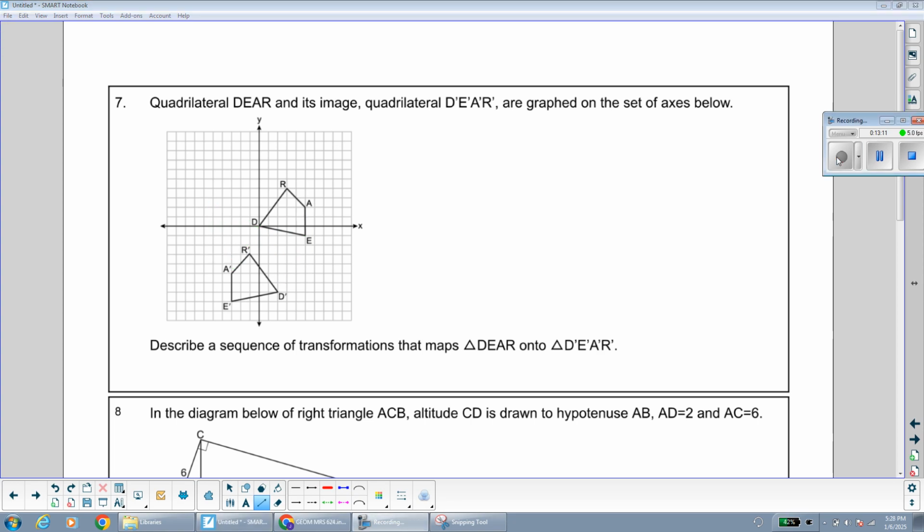But when I imagine trying to turn it, this one is really difficult to make match up. So I'm going to try one other thing. I'm going to try reflecting over the y-axis and then translating. Because I need the orientation to match up.